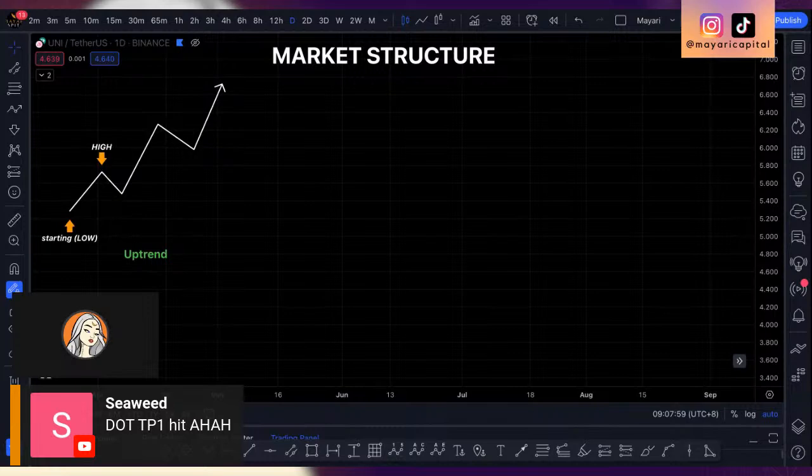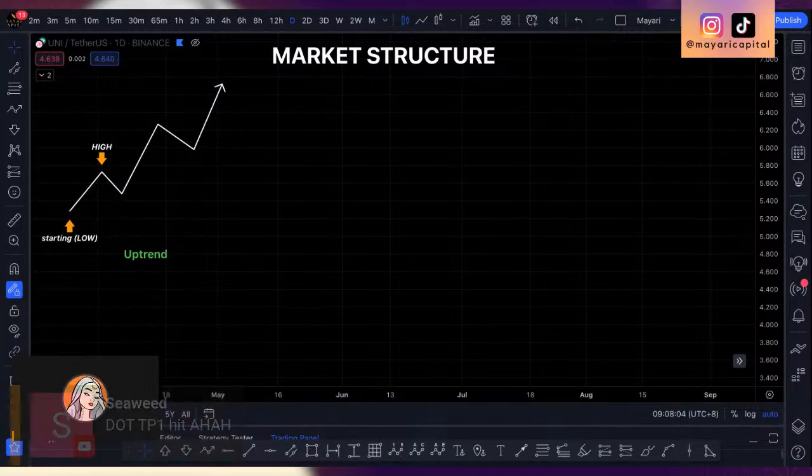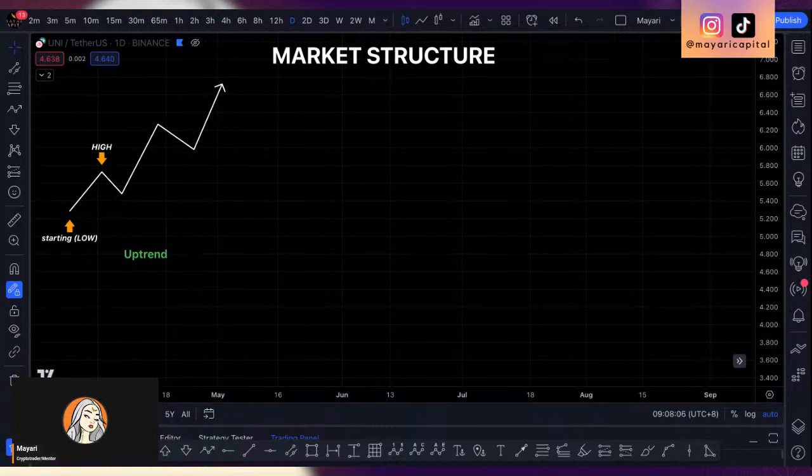Yeah, now it got TP one hit, right? It's a really complicated market for the past 30 days, to be honest. It's quite hard to trade. But now, finally, we're having huge volatility in the market. So, you know, it's going to get more exciting from here.